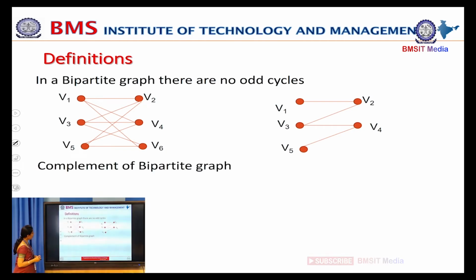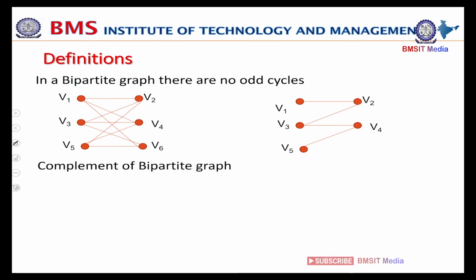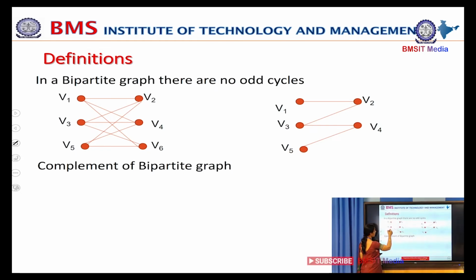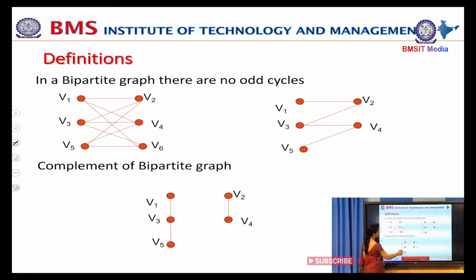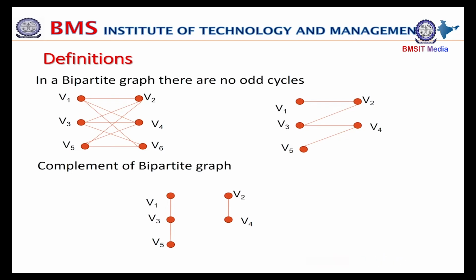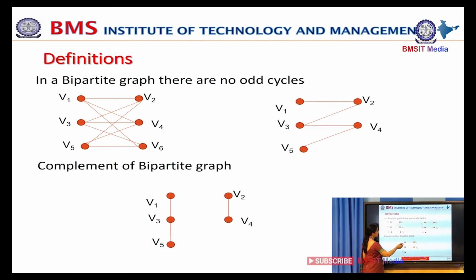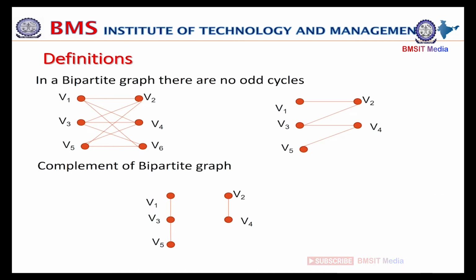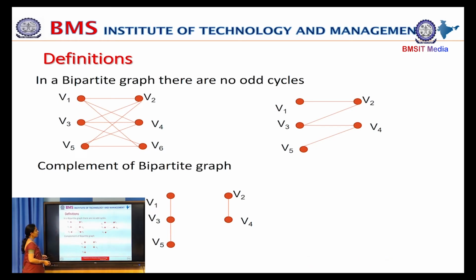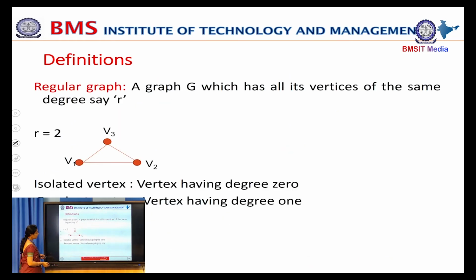Then, the complement of a bipartite graph. We know that this is a bipartite graph where we are connecting all the vertices from one set to all the vertices in the other set. So, what will be the complement of a bipartite graph? The complement of a bipartite graph will be two disjoint sets, that is, we will have two subgraphs. One subgraph belongs to set 1 and the other belongs to set 2. So V1, V3, V4 belong to one set and V2 and V4 belong to another set. So, this is about bipartite graph.